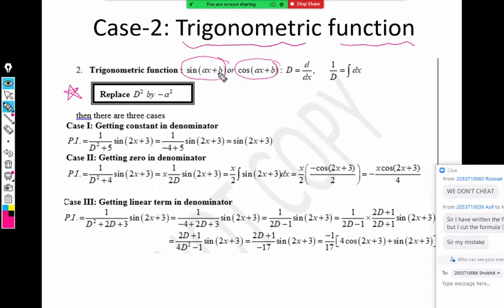So whenever sine of ax plus b or cos of ax plus b is there, just replace D square by minus a square. And if we get a constant number as the denominator, that will be our answer. So this is case number one.